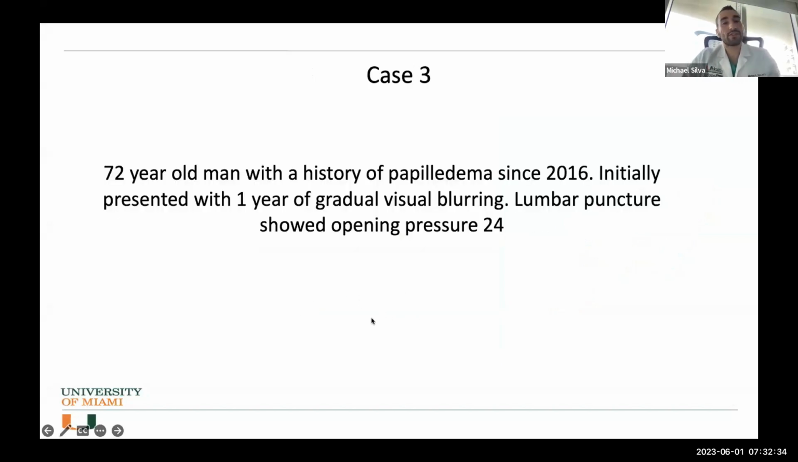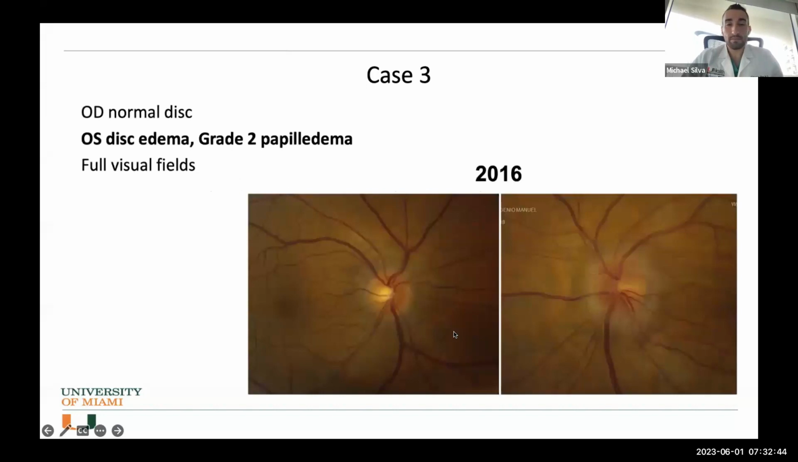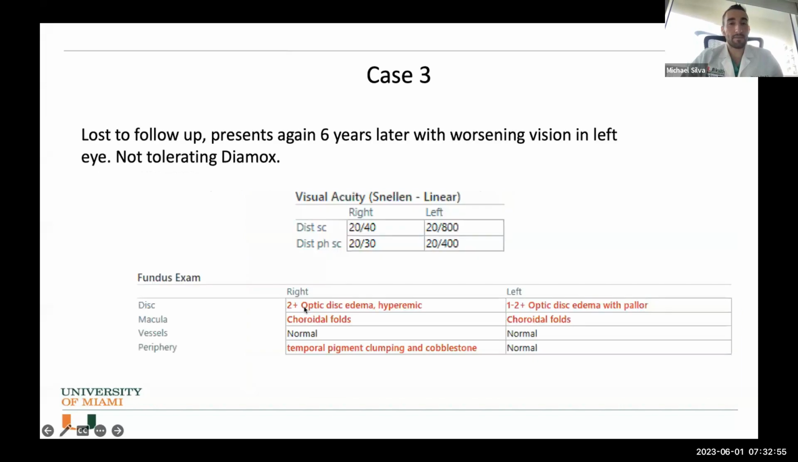So this is a 72-year-old with a history of papilledema since 2016. Initially back then he presented with a year of gradual blurring of his vision and had an LP showing an opening pressure of 24. These are his images from 2016, grade 2 papilledema. At that time he had full visual fields, and this was mostly affecting the left eye. Lost to follow-up. Six years later, he shows up.